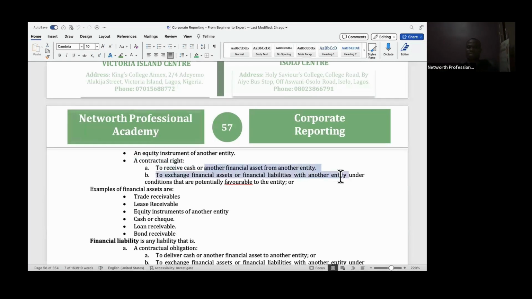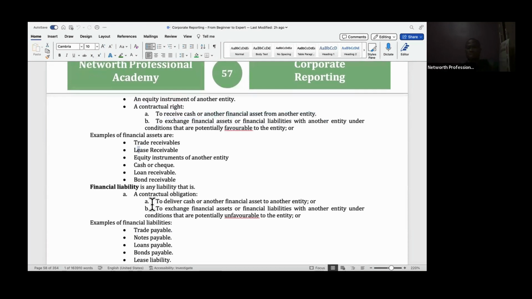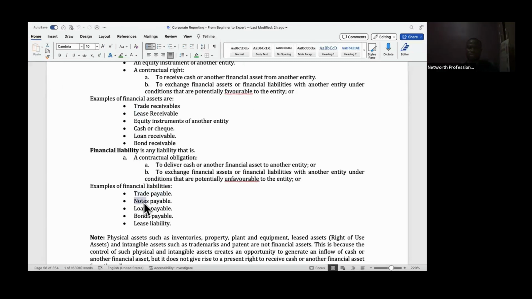The other part of that definition, I said, is not our concern as far as this exam is concerned. Then there were some examples of financial assets we looked at, like trade receivables, lease receivables, equity instruments of another entity, cash or cheque, all of that. Then we went on to financial liability. We said a financial liability is a contractual obligation to deliver cash. Majorly, we'll be looking at trade payables, notes payable, loan payables, and all of that.